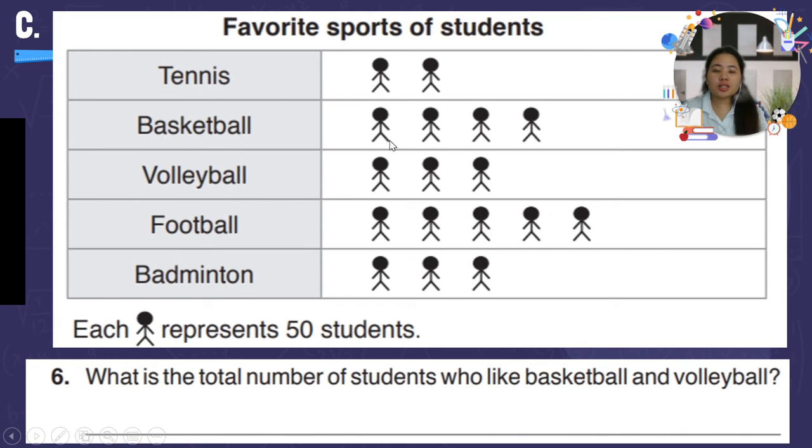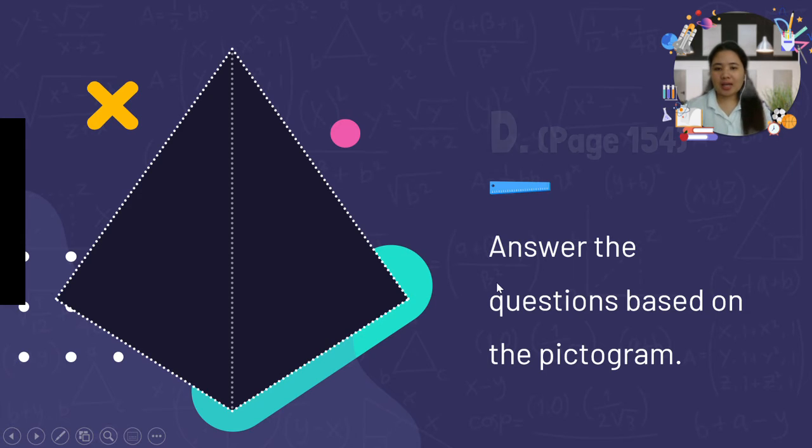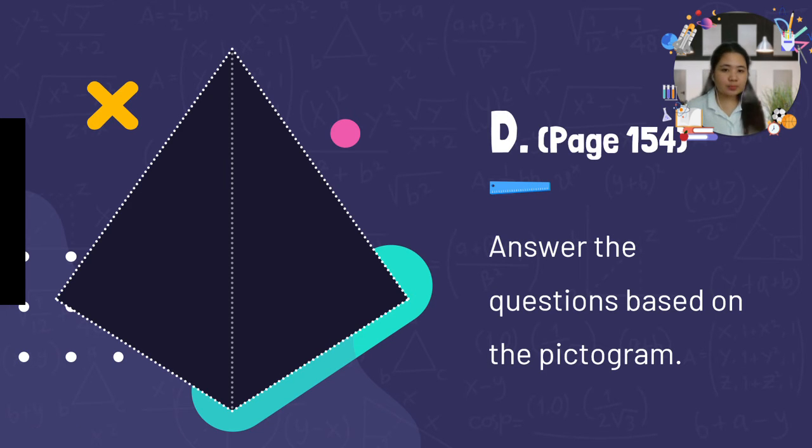So basketball is 50 plus 50, 100 plus 50, 150 plus 50, 200. Then you add the volleyball plus 50, 250 plus 50, 300 plus 50, 350. So the answer for number 6 is 350 students. Okay, that's correct. Very good.